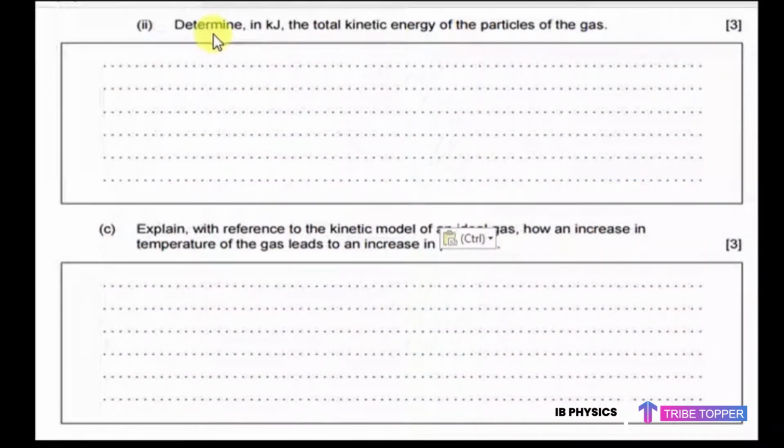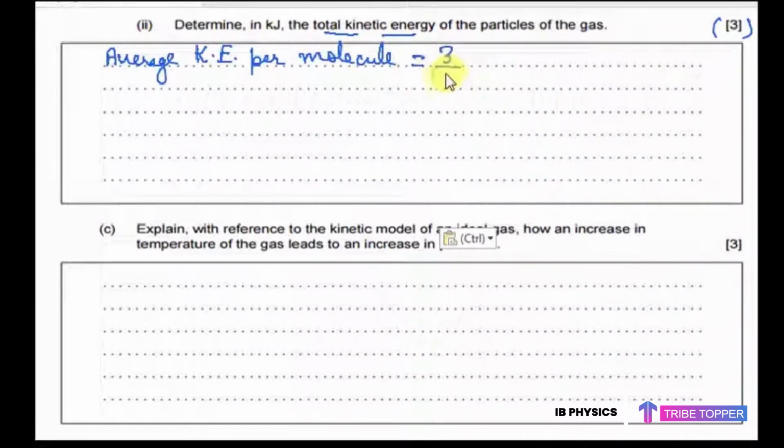In the second part of B, they are asking determine in kilojoules the total kinetic energy of the particles of the gas. In order to find total kinetic energy of the particles, and see, this is a 3 marks question, so how are you going to write the answer? First thing is you mention the formula that we know that average kinetic energy per molecule. So what is the average kinetic energy per molecule? We calculate this as 3 upon 2 times kT, where k is Boltzmann constant and T is the temperature.